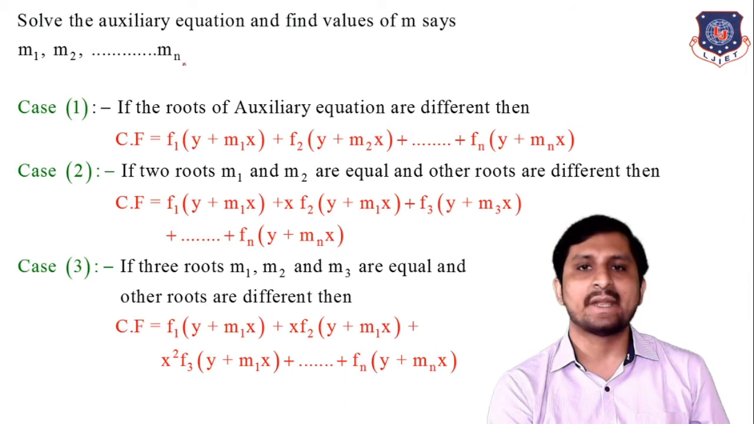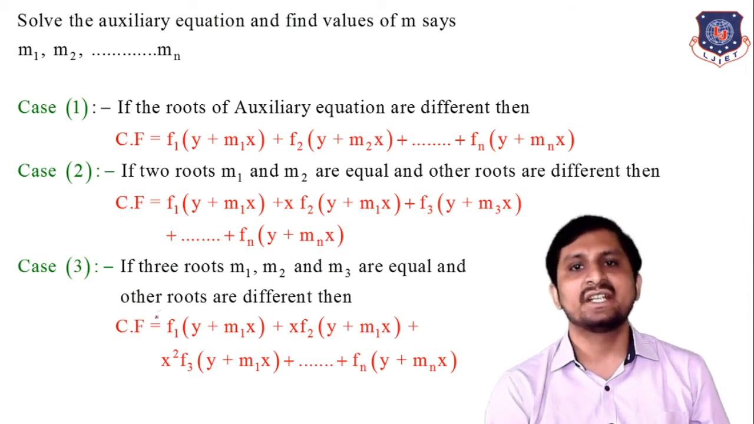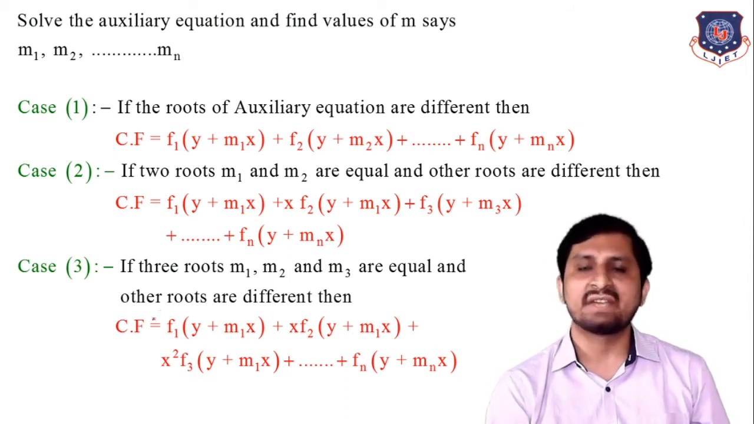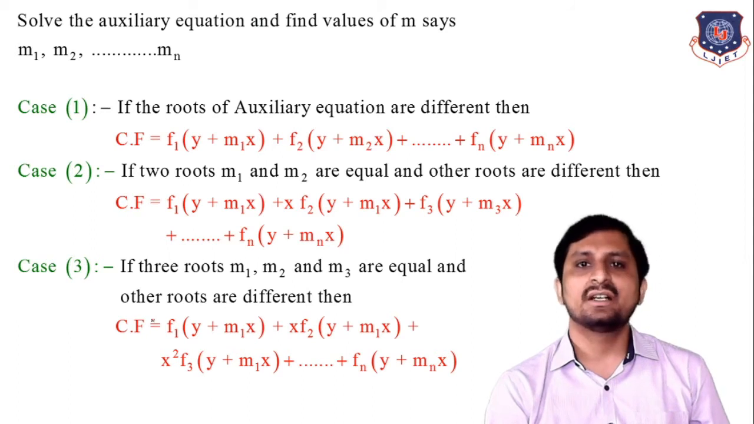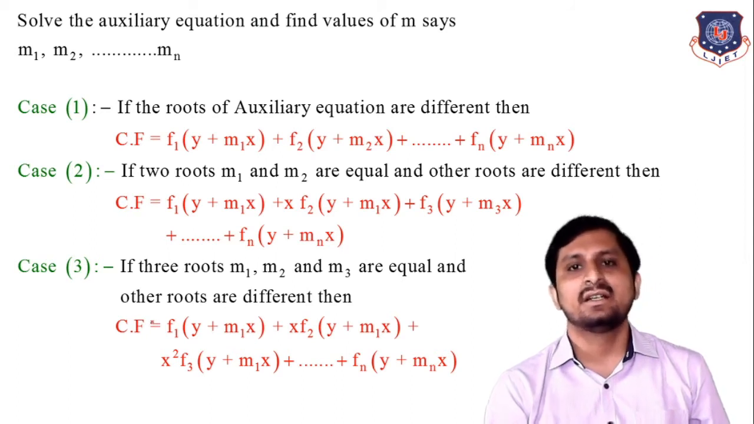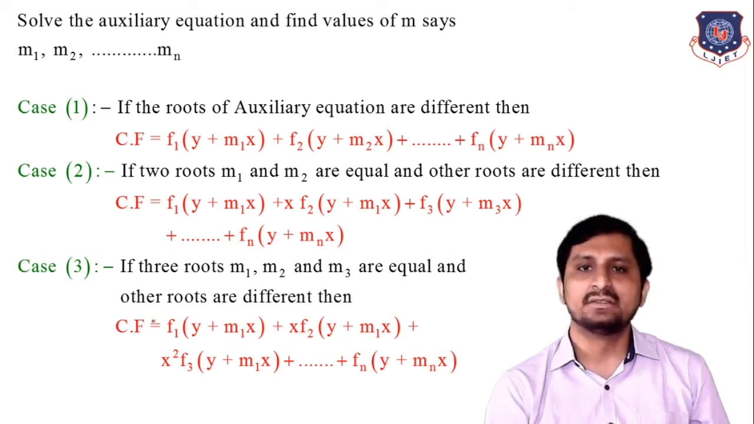m2 up to mn. Suppose your equation has degree 2, then you have only 2 roots, m1 and m2. Suppose you have degree 3, then m1, m2, m3. So in general, here we have an equation of degree n, so m1, m2 up to mn.